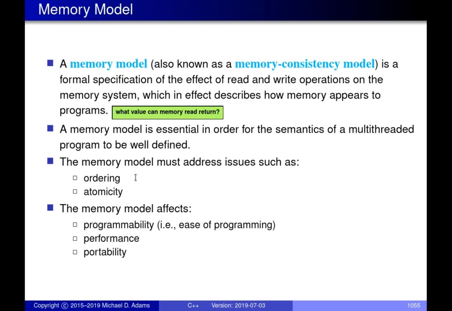What's embodied by ordering is, if you have multiple threads all accessing memory, what order do different threads see changes to memory being made in? And when do things become visible? When do changes to memory become visible? If one thread changes a particular variable, when does this change become visible to another thread, which might be running on another core?